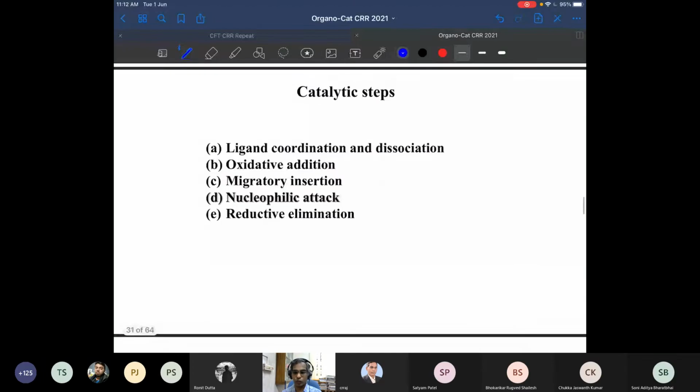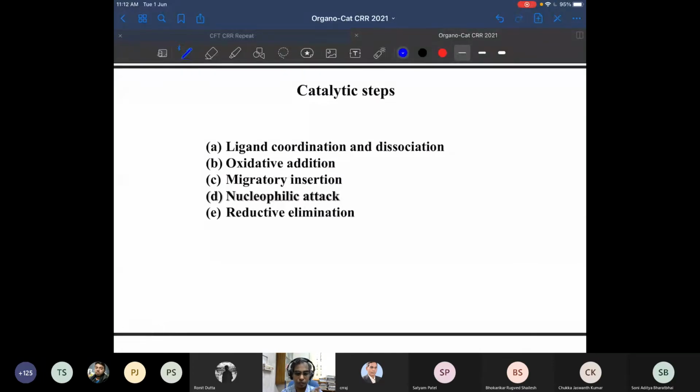Before going to the actual reaction, the two examples that I have given are the hydrogenation of alkene and the Monsanto acetic acid synthesis. Let me give you the steps involved. Number one is ligand coordination or association. I will give you examples. Then oxidative addition, which is important, migratory insertion, nucleophilic attack, and reductive elimination. These are the steps involved in a catalytic reaction happening in homogeneous solution.